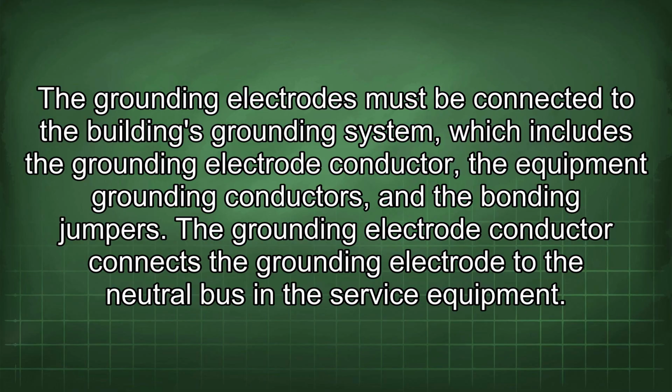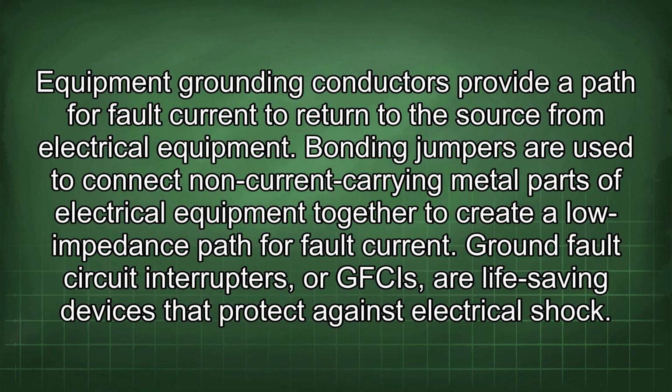The grounding electrode conductor connects the grounding electrode to the neutral bus in the service equipment. Equipment grounding conductors provide a path for fault current to return to the source from electrical equipment. Bonding jumpers are used to connect non-current carrying metal parts of electrical equipment together to create a low impedance path for fault current.